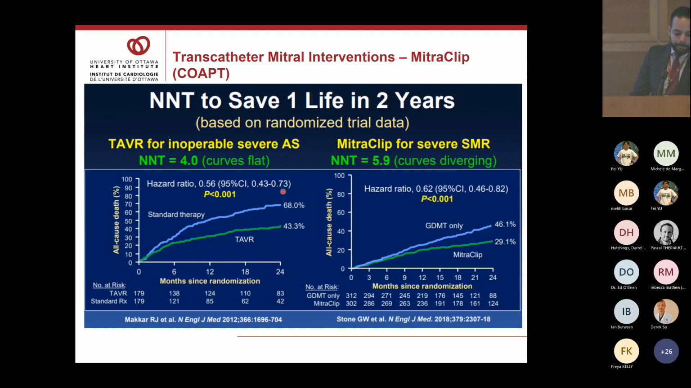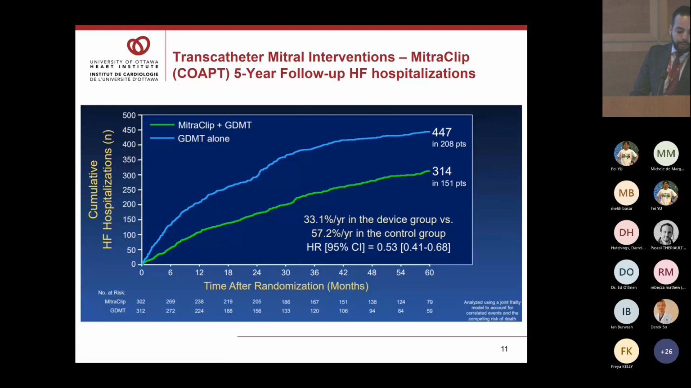And when you look at the results out to 5 years, you have a reduction in heart failure hospitalization in this patient population, 57% hospitalization in the guideline directed medical therapy arm versus 33% only in the device arm. So much less heart failure hospitalizations. And you see that the curves diverge early. So at 12 months, the curves are divergent and they stay divergent.